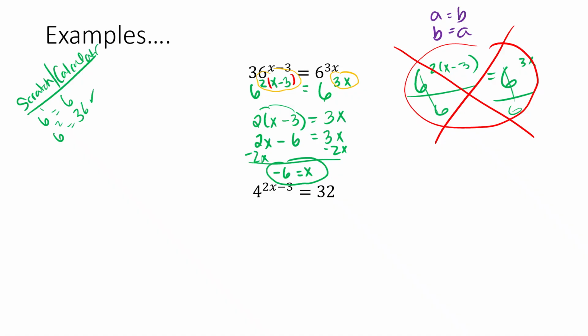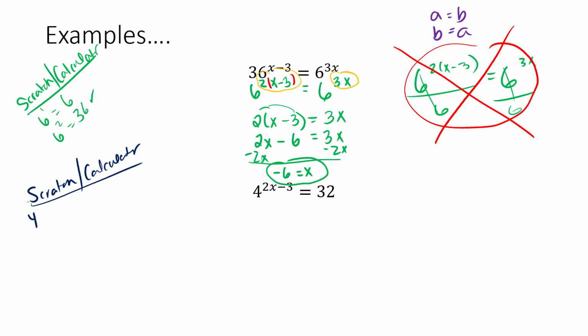Next problem. So the next one gives us a different twist on it. We have 4 to the 2x minus 3, and that is equal to 32. So going along with what we've been doing is we are going to take the 32 and explore and see, is there a way to write 32 as a power of 4? You can say, I'm going to take the smaller number and keep raising it to a power to see if I can get 32. So here we go.